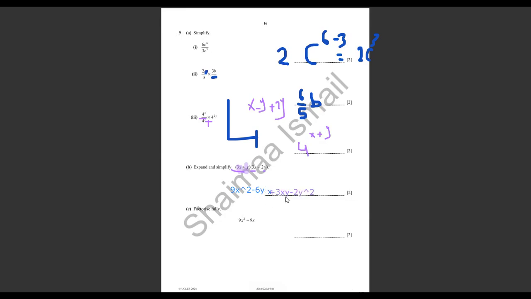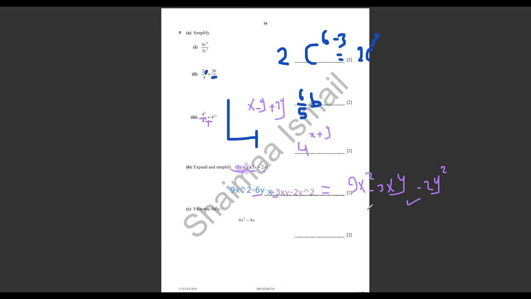So here plus 3xy, which is positive, which is negative 3xy. So the final answer here would be like this. Here we're going to merge minus 6 plus 3, which equals negative 3xy, minus 2y squared. And in the beginning, we have 9x squared. Final answer.